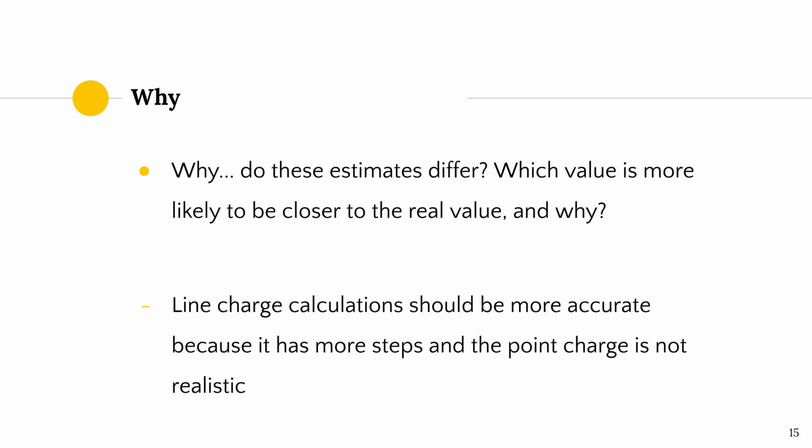And why do these estimates differ? Which value is more likely to be closer to the real values and why? Line charge calculations should be more accurate because it has more steps, and the point charge is not realistic.